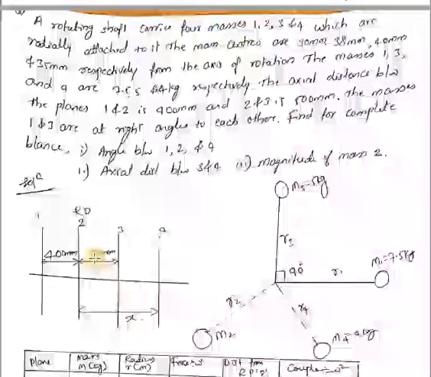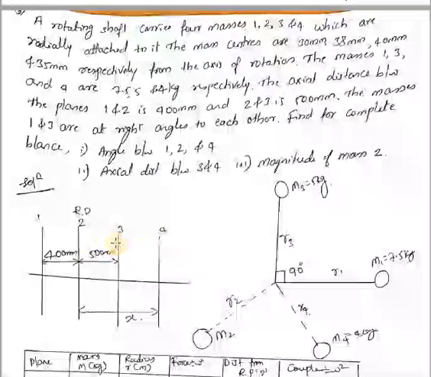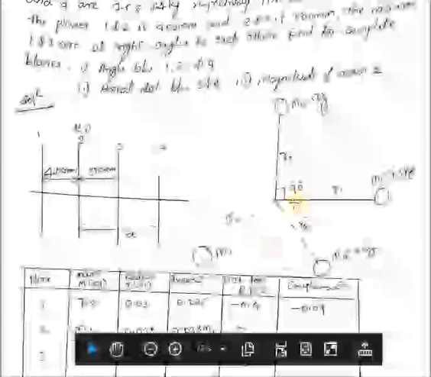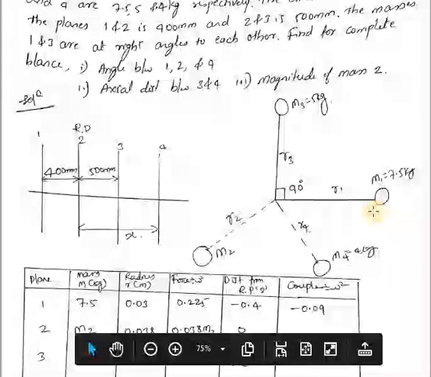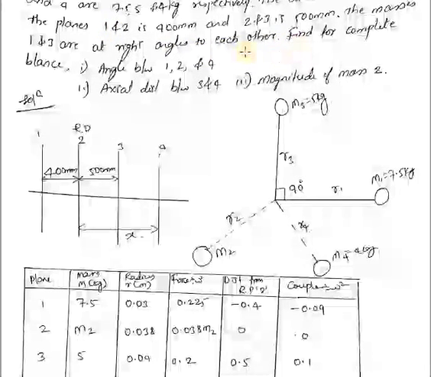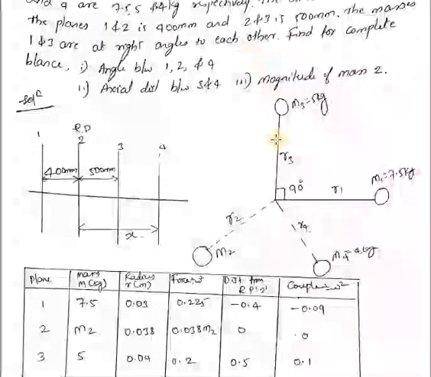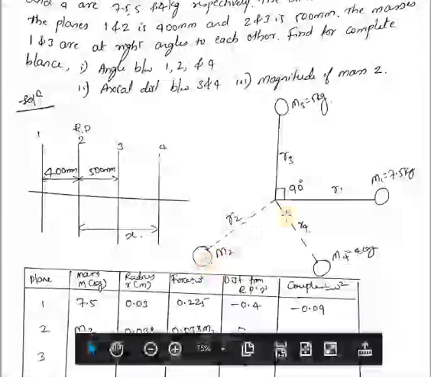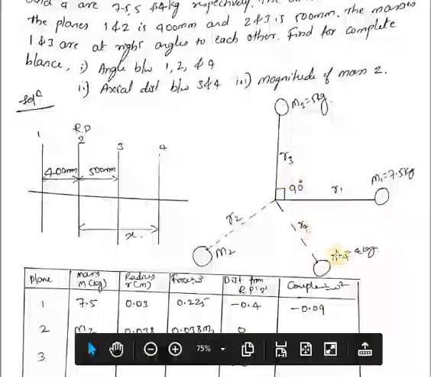To begin with the solution, first you need to construct this line diagram, then you need to construct this space diagram. Here this is M1, M2 is unknown, and he has given that 1 and 3 are at right angles to each other. That means the angle between 1 and 3 is 90 degrees. So at 90 degrees you have to show M3, and you don't know the angle for M2 and you don't know the angle for M4, so just draw with random angles. This is the space diagram.